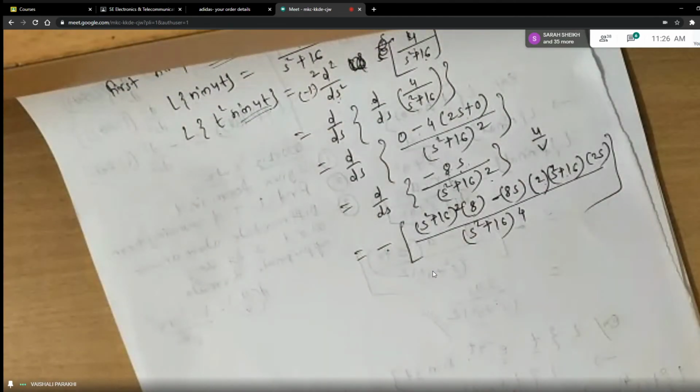Any doubt, students? It looks a little bit lengthy but not difficult. Same steps we are using. Only because it is a second order derivative, we have to differentiate it twice. That's all.